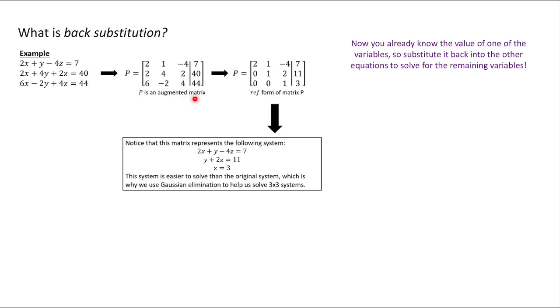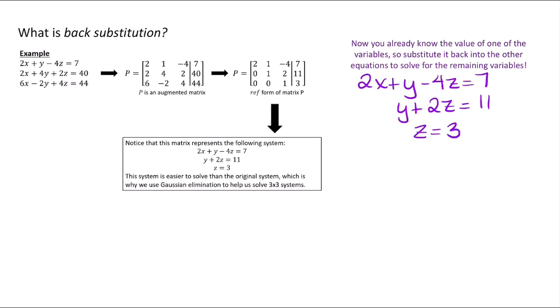Well, we already did this part, right? So we took the augmented matrix, we transformed it to row echelon form. So now what? Now what we're going to do is take this matrix and write out the simplified system. So you can see the simplified system is 2x plus y minus 4z equals 7. And then we have y plus 2z equals 11. And then we have z equals 3.